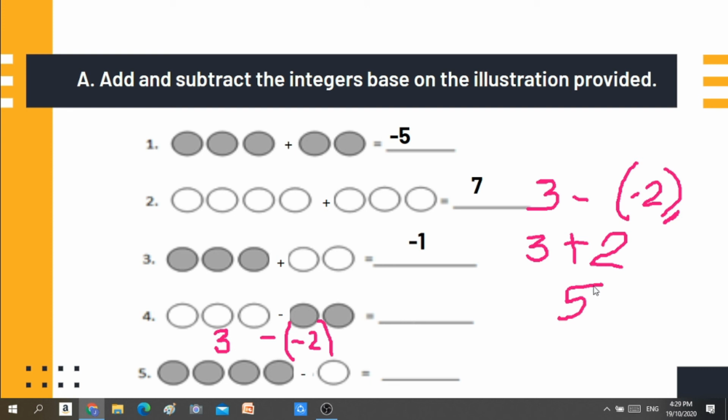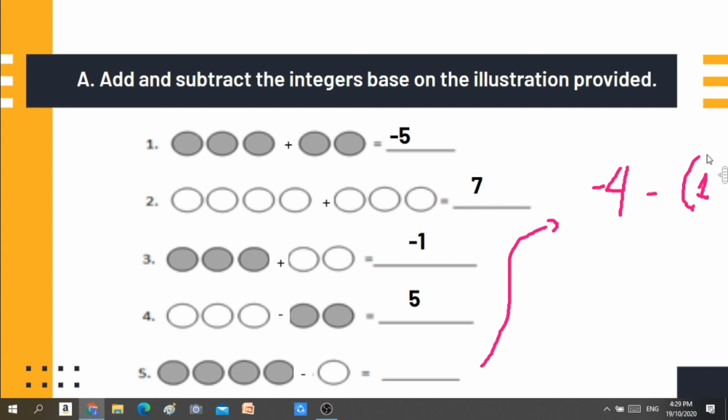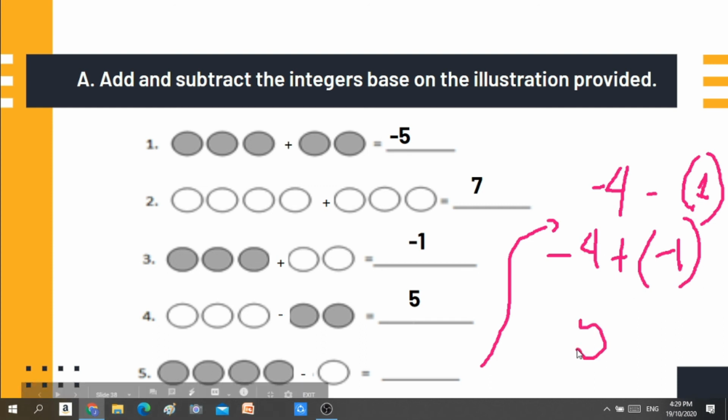Okay, let's have number 5. So I have there negative 4 minus positive 1. So the first step sa subtraction is hindi tayo magsasubtract, but we need to copy the first number and then change the operation. Yung minus magiging plus. And then positive 1 magiging negative 1. So what is negative 4 plus negative 1? Rule of addition. Pagpa-plus ng dalawang negative, meaning to say just add them, so that's 5, and copy negative sign since they are both negative. So the final answer is negative 5.